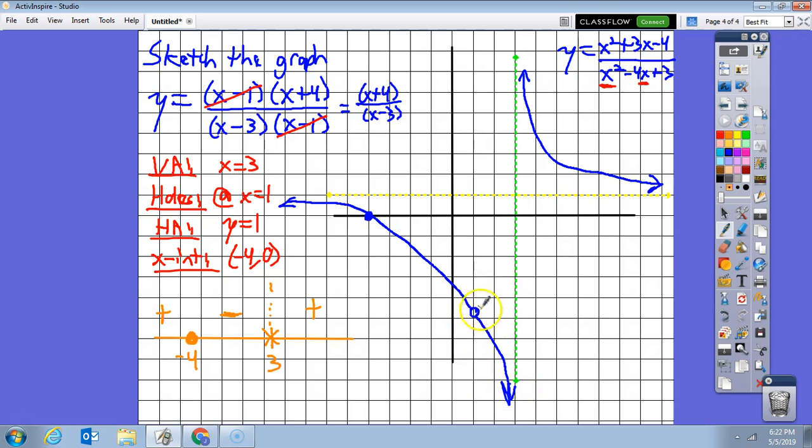shape. Notice that the hole is just an open dot right there on the graph. And it's just reminding people that you cannot plug in this number for x on the original function, even though it cancels out when you factor to a simpler function. So that's what a graph of a rational function looks like with a hole in it.